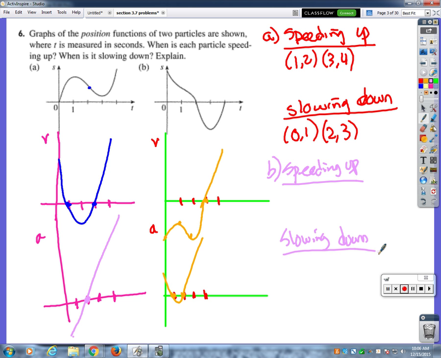Based on our little weird assumptions about the slopes of this thing right here, from 0 to 1, the velocity is positive and the acceleration is negative, so that means it's slowing down. And then from 1 to 2, they're both negative again, so that means it's speeding up. And then from 2 to 3, they're fighting each other again. And then from 3 to 4, they're both the same.